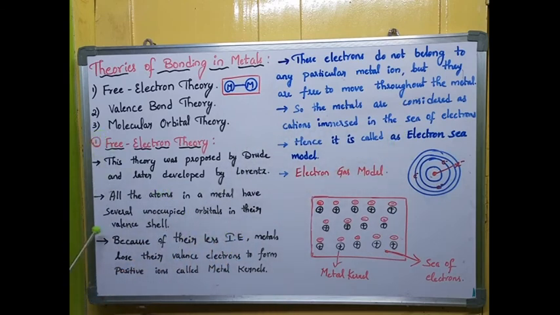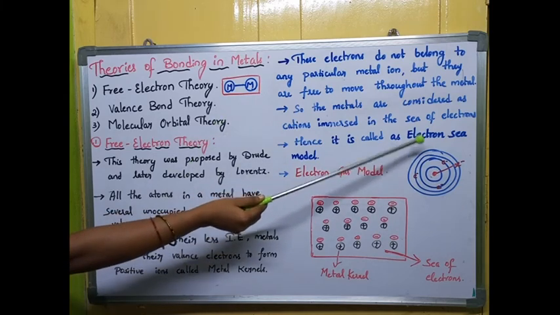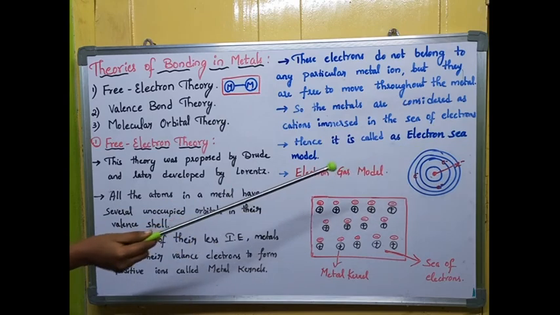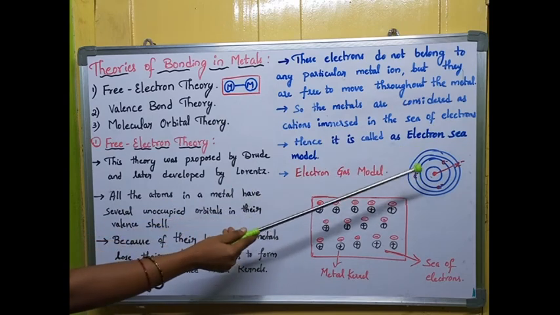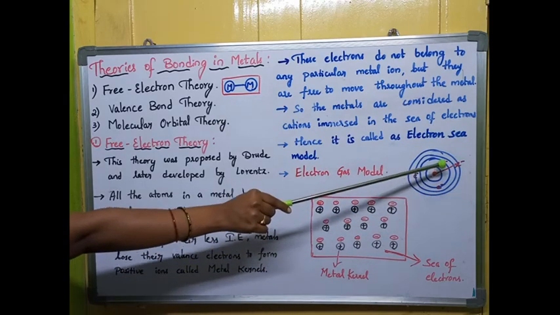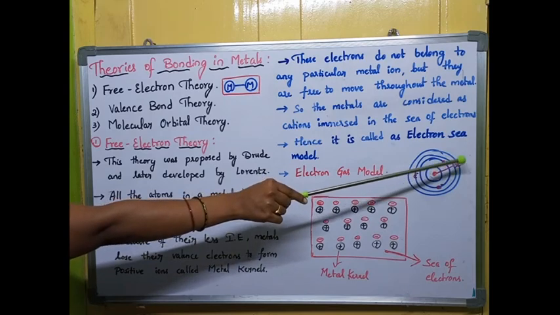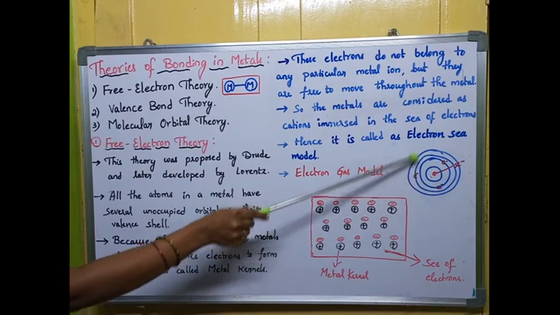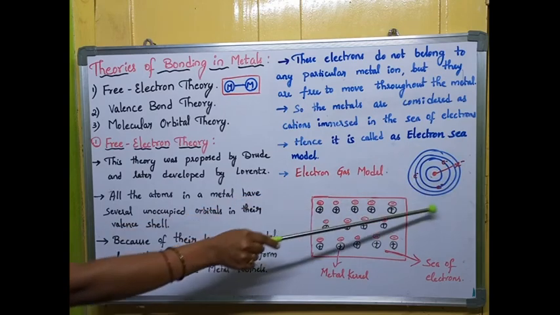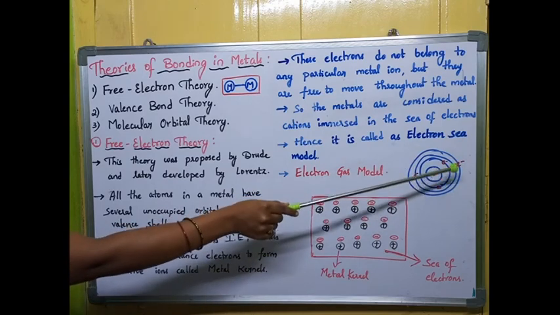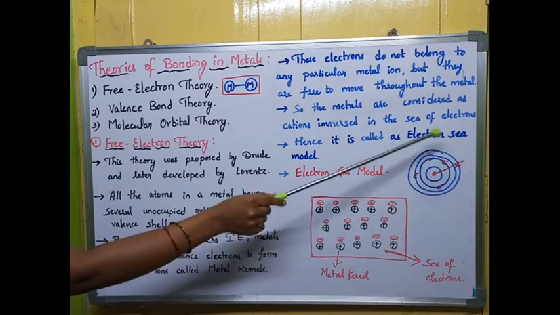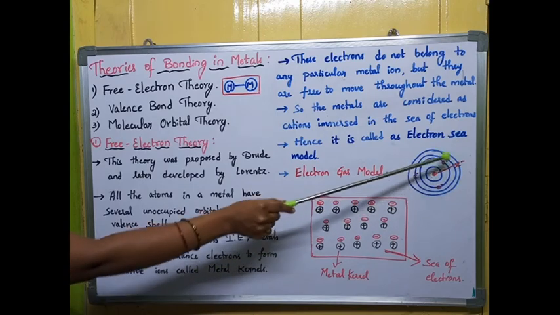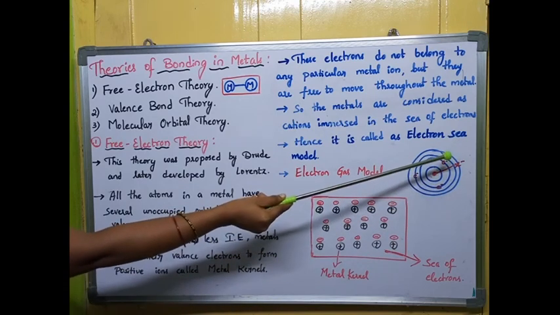So now let's come to the next point. Because of their low ionization energy, metals readily lose electrons. But what does ionization energy mean? The energy required to remove electrons from the valence shell is called ionization energy. So in a metal, if you observe, there will be many shells, and the last shell will be there. From there, if I want to remove electrons, I need to apply some energy because there will be some attraction between the nucleus and the valence electrons.